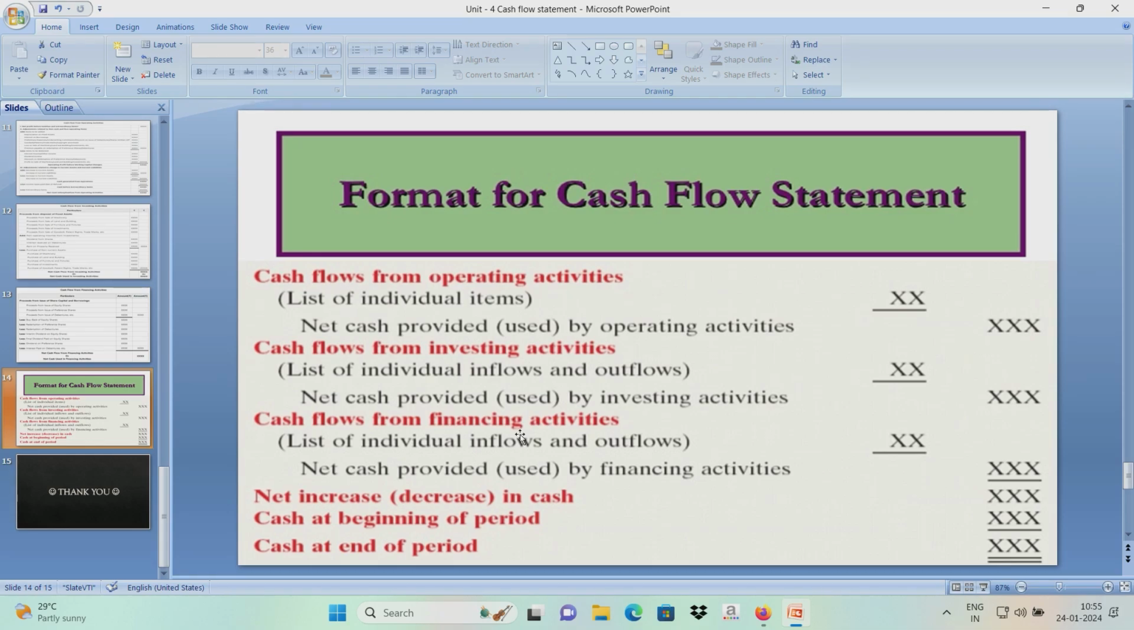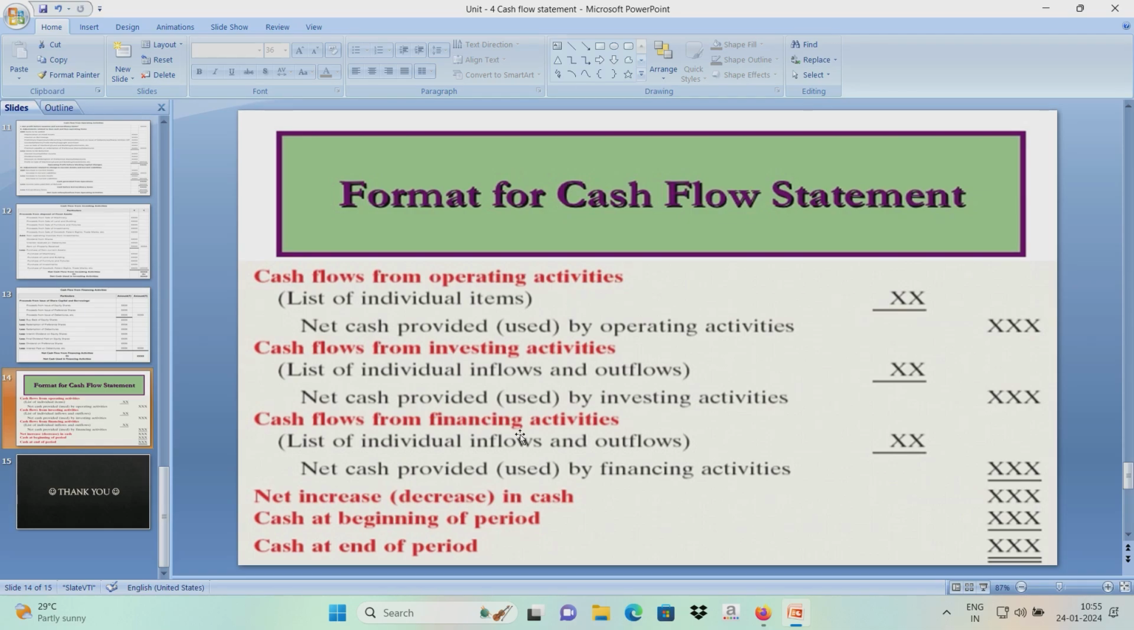So first we have to specify the cash flow from operating activity, and next we have to write our cash flow from investing activity, and next we have to write our cash flow from financing activity. So all the activity amounts we record, we put the total, and we find out the net increase or decrease in cash. If the answer is positive, then it is a net increase in cash. If the answer is negative, then it is a net decrease in cash.